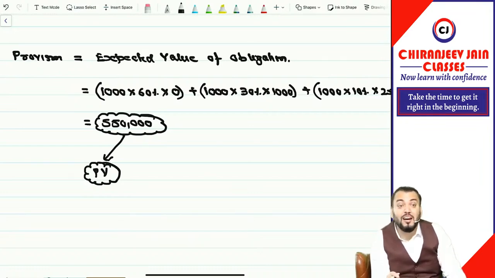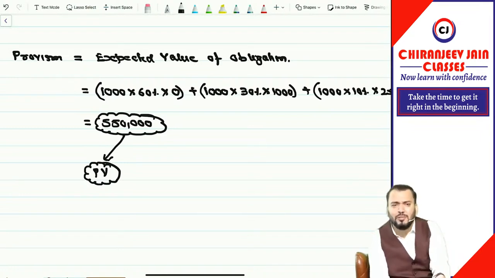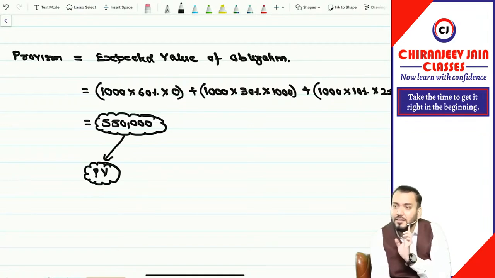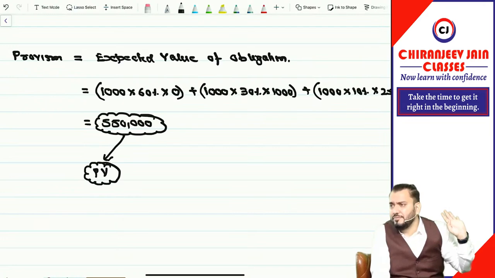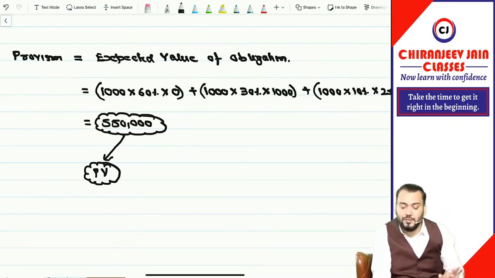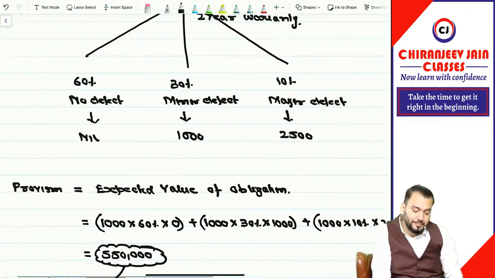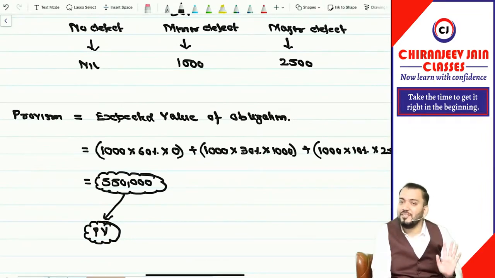So we should find out what? Present value. If the rate of interest is given, you can discount it, na? Correct. Understood. If in exam rate of interest is not given, ignore discounting. Got it? Very simple.